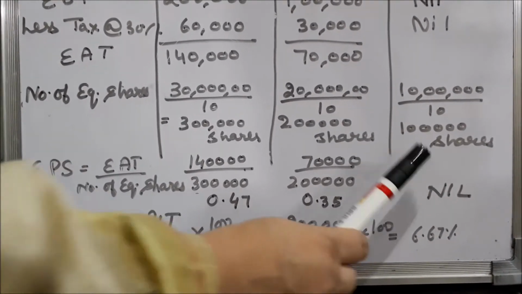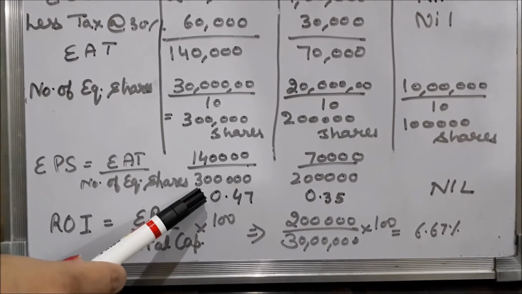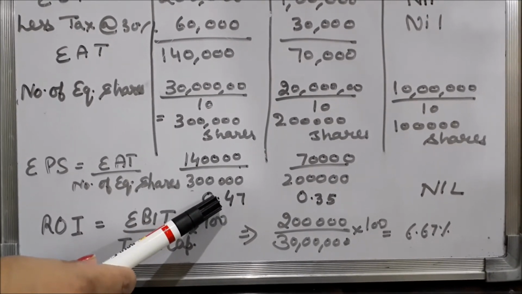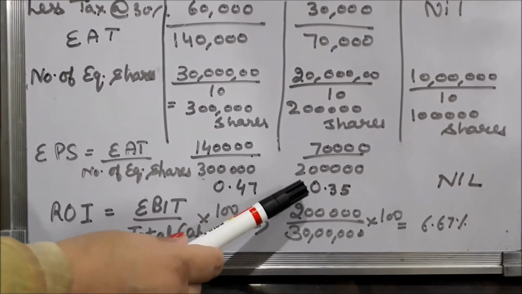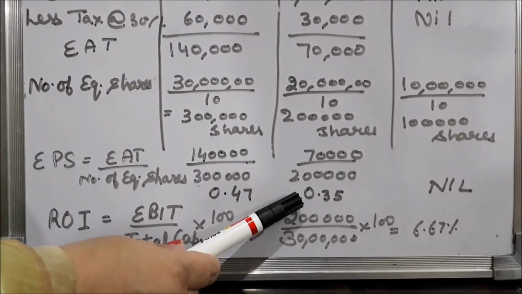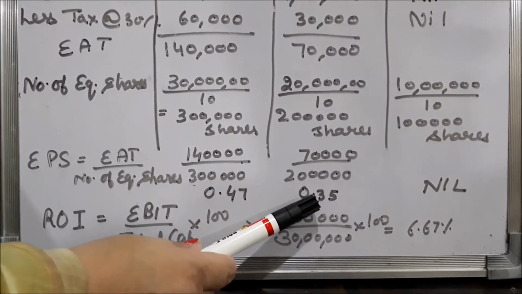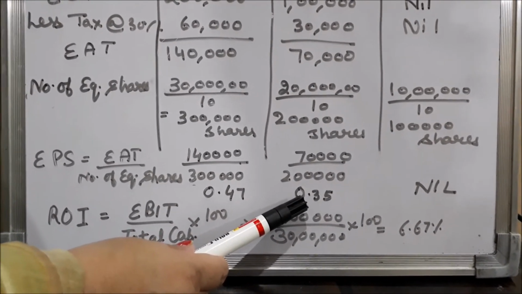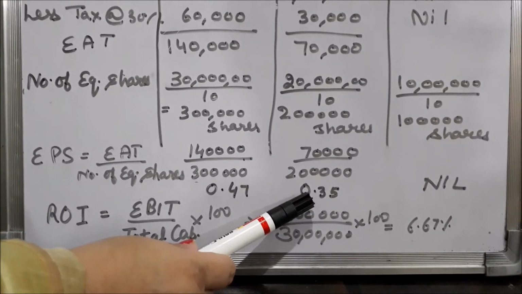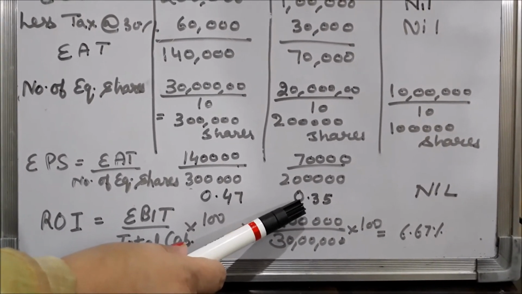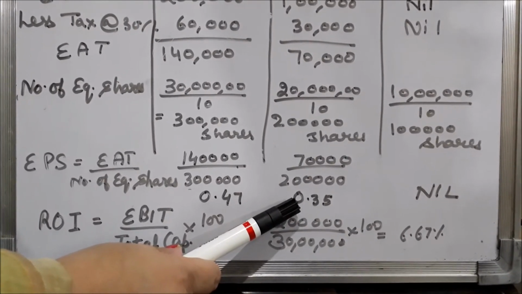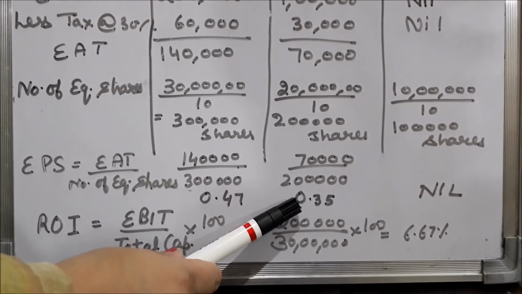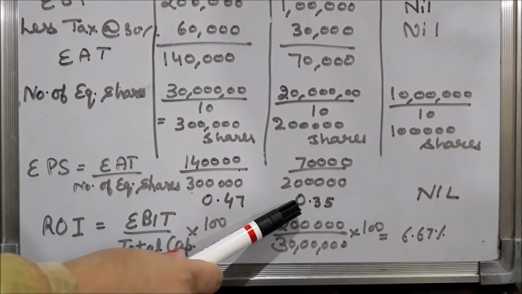So students, what you observed: in the first situation, when the company was not using any debt, EPS is 0.47. And in the second situation, when the company is using debt with equity, EPS is decreasing. It is 0.35. So what do we come to know here? We come to know that EPS is decreasing even by using debt with equity. Why is this happening? There is one and only reason: in this case ROI is less than interest on debt. That's why EPS is decreasing.